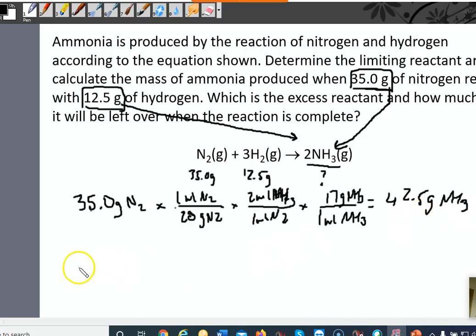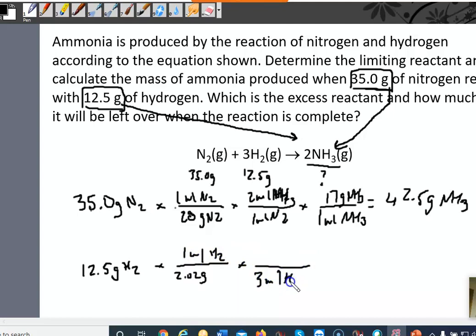Now we're going to do the same thing with hydrogen. So 12.5 grams of hydrogen: hydrogen weighs 2.02 grams to 1 mole of H2, and then 3 moles of H2 is to 2 moles of ammonia, and then the mass of ammonia is 17 grams per mole. Does everybody understand my equation? Make sure you understand where all the numbers are coming from.